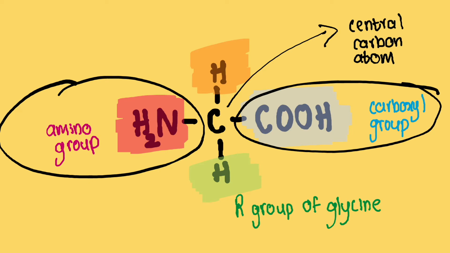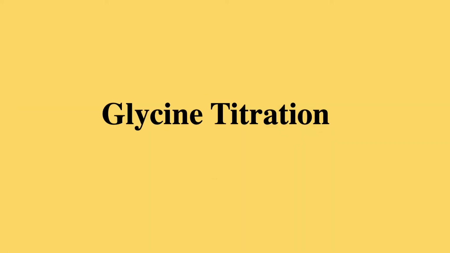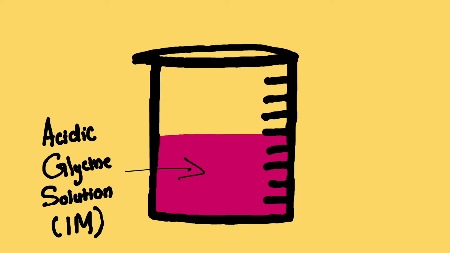The amino and the carboxyl groups of glycine are what makes it an ideal candidate for titrations. This is because the amino group is basic and the carboxyl group is acidic in nature. So here's an example of a titration. Say we decide to titrate an acidic solution of glycine with 1 molar concentration.